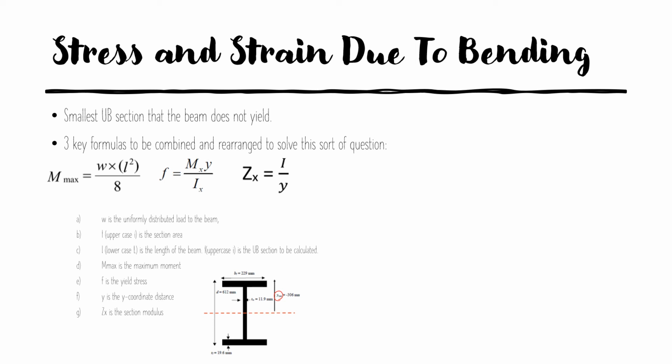question. Firstly, we have the maximum moment, which equals the uniformly distributed load on the beam multiplied by the square of the length of the beam divided by 8. Next, we have the formula of yield stress, which equals the moment multiplied by the y-coordinate of the beam shown in the graph below, divided by the section area. Lastly, we have the section modulus, which equals the section area divided by the y-coordinate length.